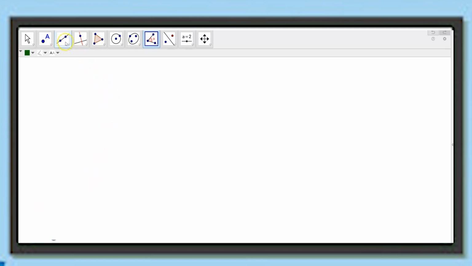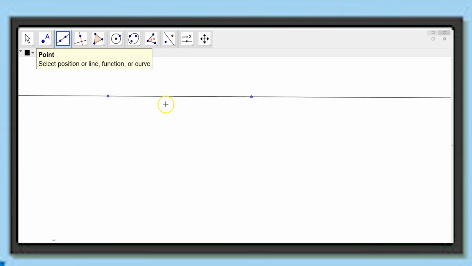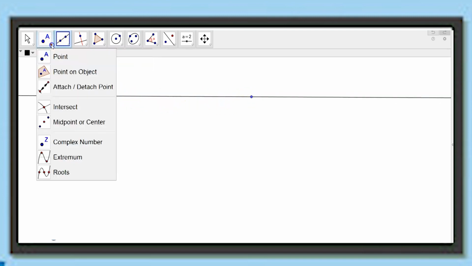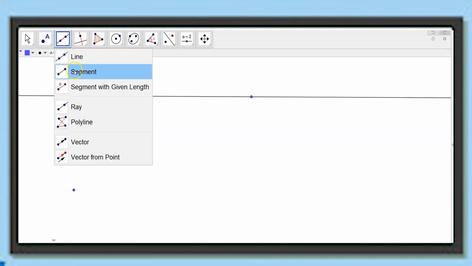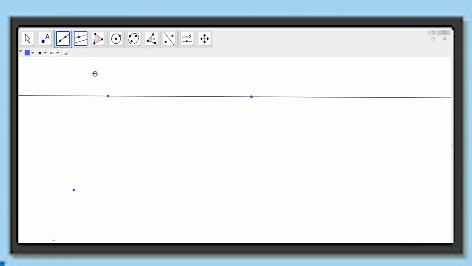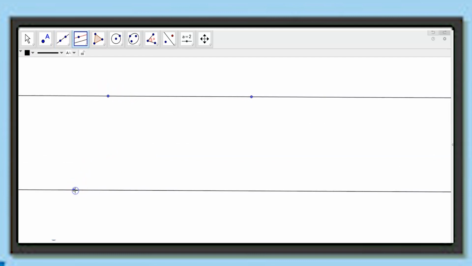So we will draw a line first. And then we will draw another line parallel to this line through a point. So let me mark the point first, and now I am going to draw another line parallel to this line passing through the point. So I have got one set of parallel lines now.